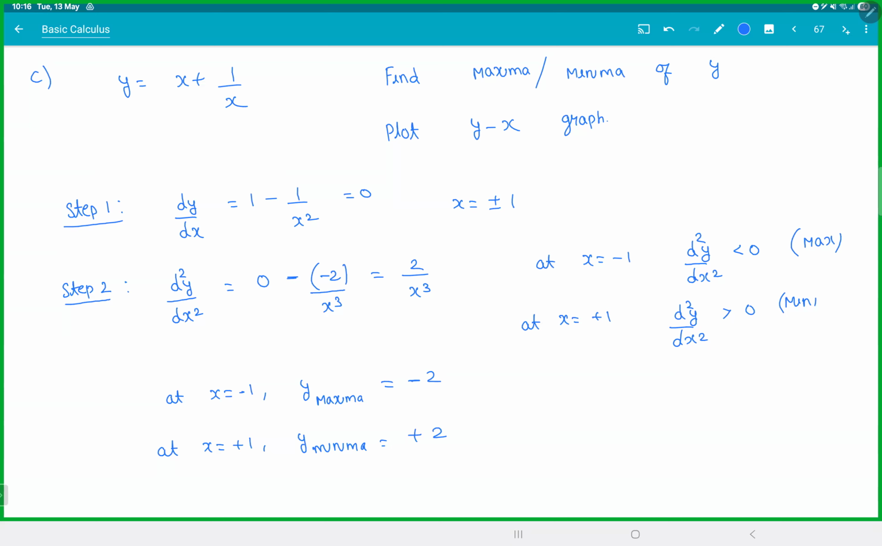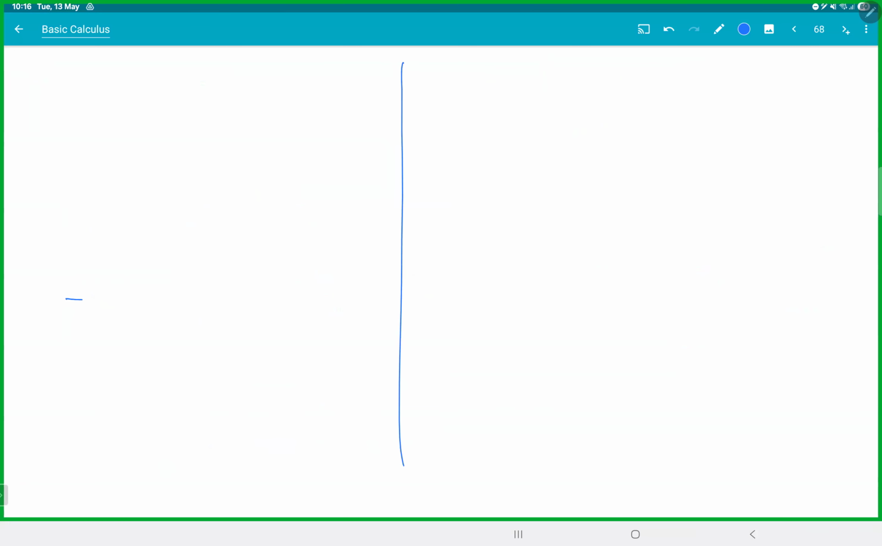Did you notice something? Minima is bigger than maxima. That's what I said. Maxima is not a maximum. Minima is not a minimum. Maxima and minima are simply the turning points. So how does this graph look like? Listen to this, how to draw the graph.